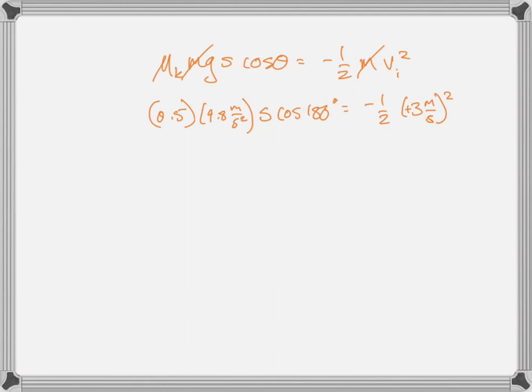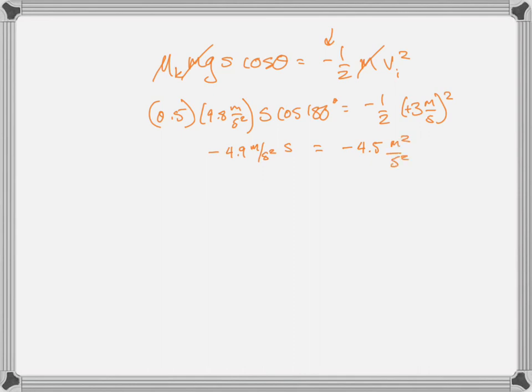I carried my units, made sure the units make sense, and made sure the signs make sense. I paid attention to the signs. There was a negative sign here. And you might say, oh, but there's no negative sign on the left, but cosine 180 is negative. So that 0.5 times 9.8, well, this is negative 0.5 times 9.8. We can just do that all at once. So we've got minus 4.9 meters per second squared times s equals 3 squared is 9 meters squared per second squared times minus 1/2 is minus 4.5 meters squared per second squared.